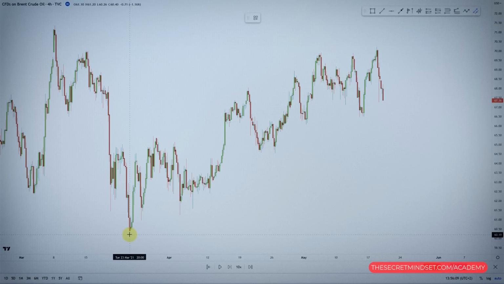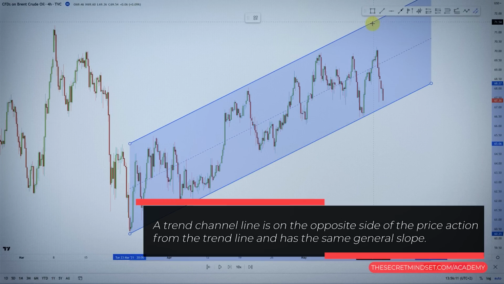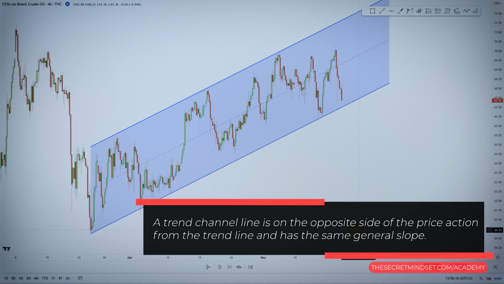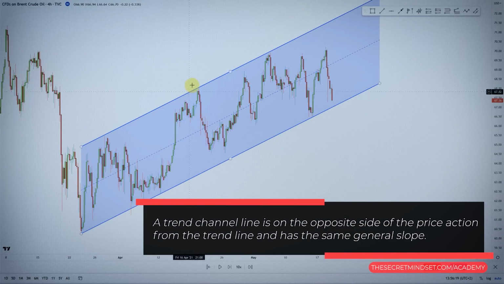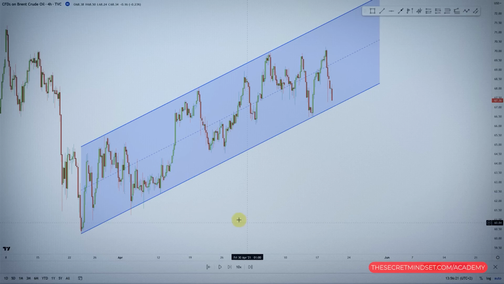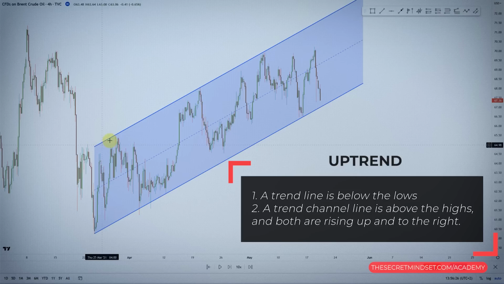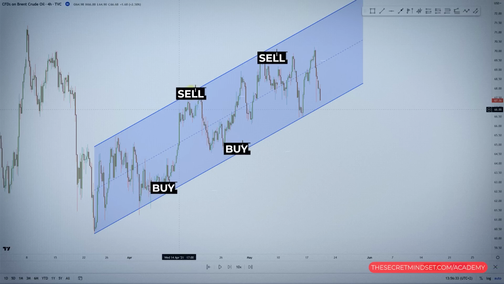Another tip is to use trend line channels. A trend line channel is on the opposite side of the price action from the trend line and has the same general slope. In a bull trend, for example, a trend line is below the lows, while a trend channel line is above the highs, and both are rising up and to the right. A trend line channel is useful for fading a trend that has gone too far, too fast, or to take your profit if you entered a long position around the lower trend line.